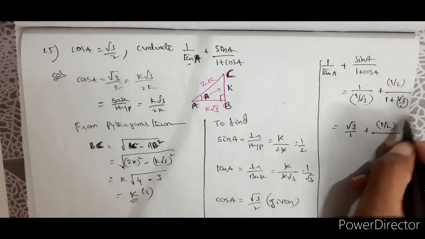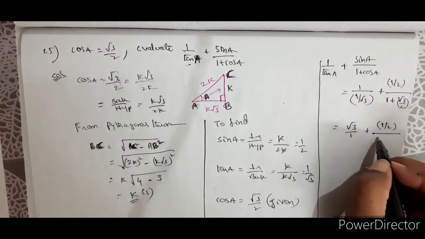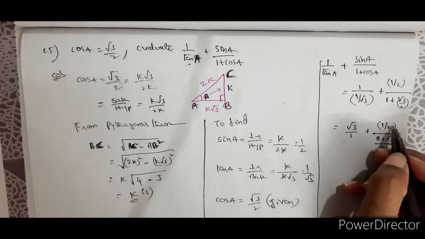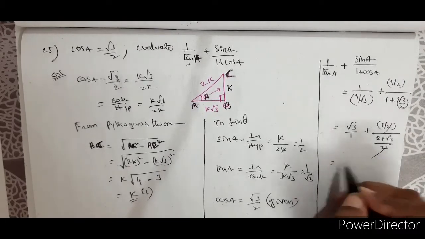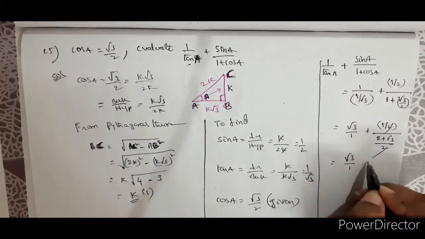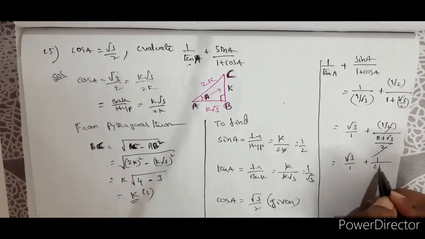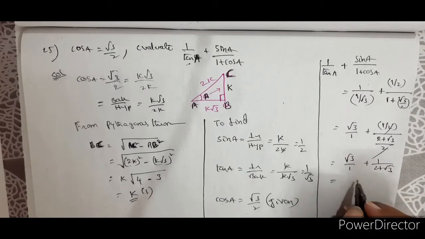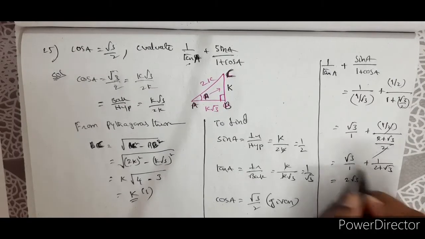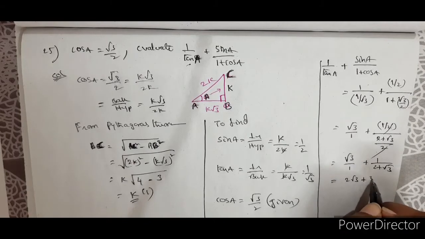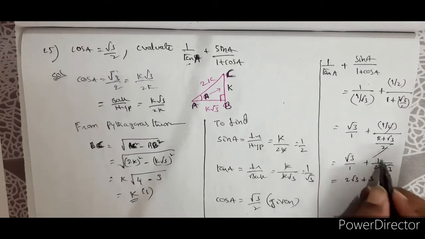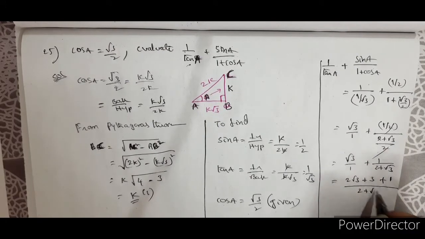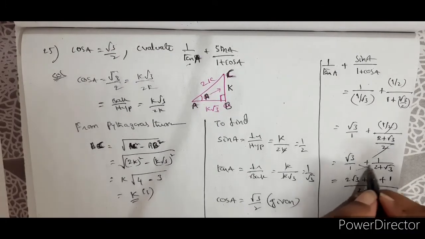Now take the LCM and make it as a single term. 2 into 1, that is 2, plus root 3 by 2. So here the denominators are the same. So the next step will be root 3 by 1 plus 1 by 2 plus root 3. So now taking the LCM, cross multiplication, that will become 2 root 3 plus root 3 into root 3 is 3, plus 1, divided by 2 plus root 3. Just a simple cross multiplication.